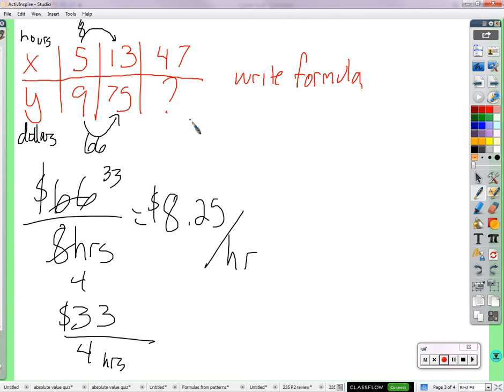So at hour 47, we want to figure out how much money we have. Someone walk us through how to figure out at 47 hours how much money we have. Whatever you want to do, if you want to back up to some hour, you can start from hour 5, hour 13. Kaden? Okay.